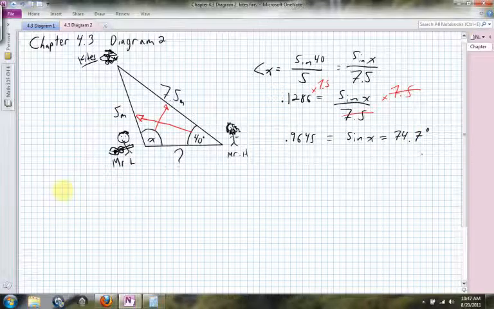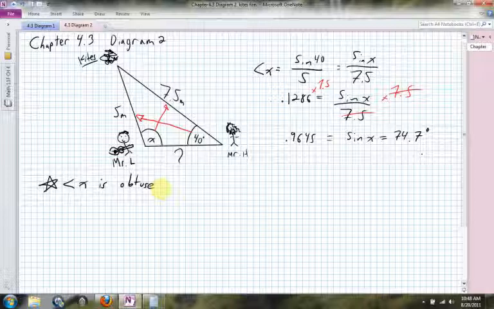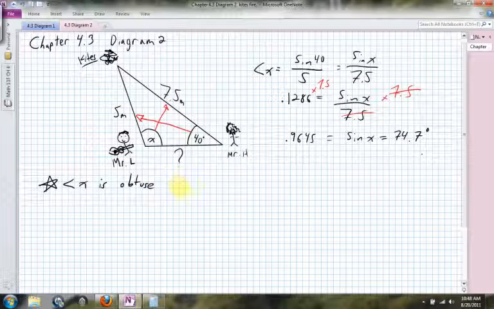But remember that angle x is obtuse. The only way that we know it's obtuse is based on the diagram. This is why this is oblique trigonometry. It's a little bit unclear. Obtuse is an angle that's bigger than 90 degrees, but it's unclear, ambiguous. Right? This is the ambiguous case.